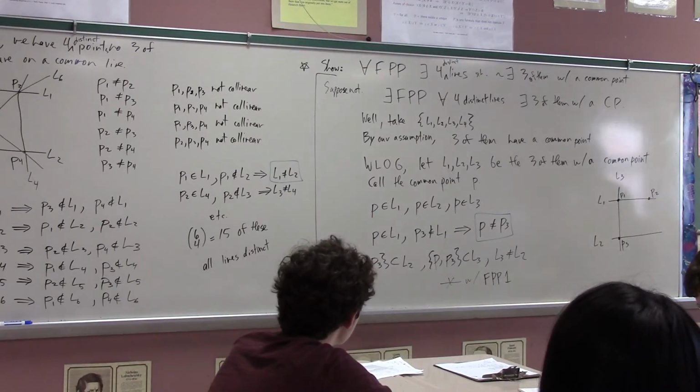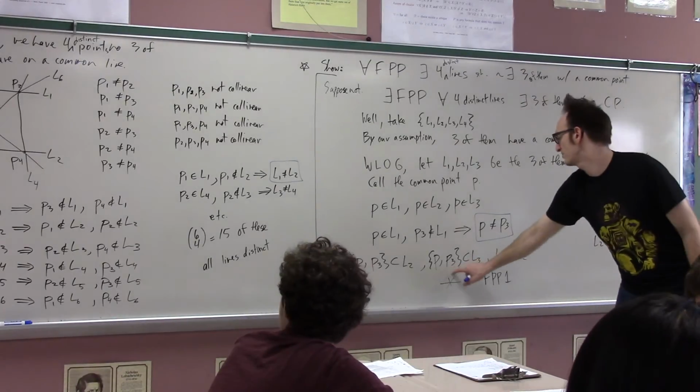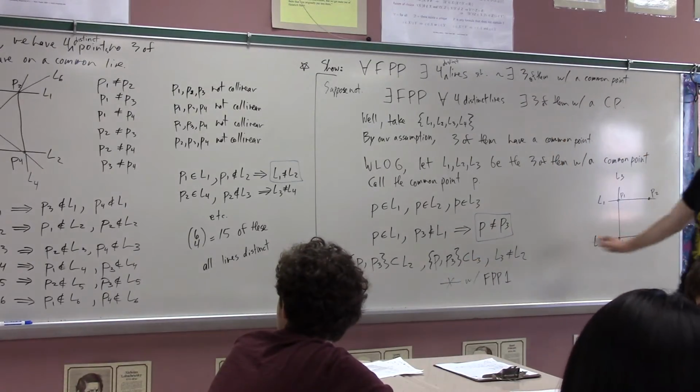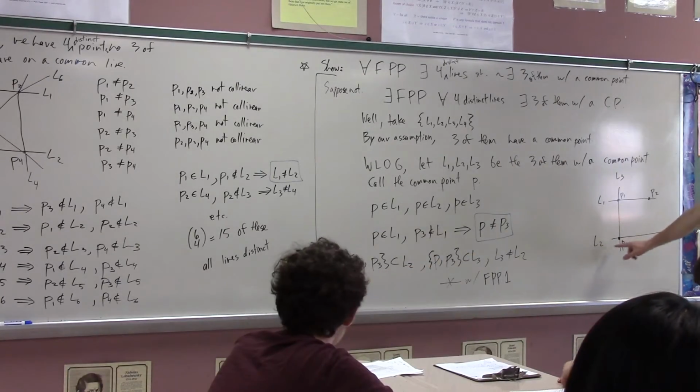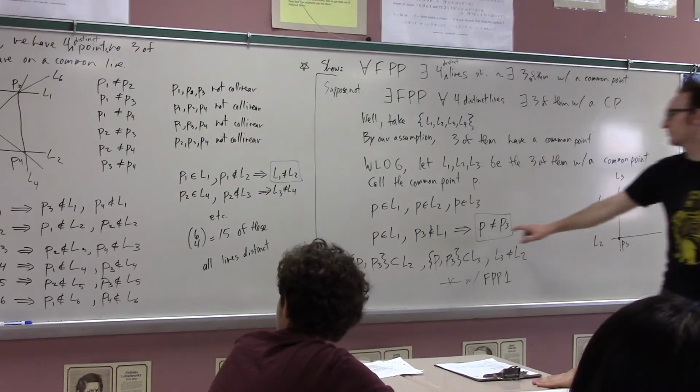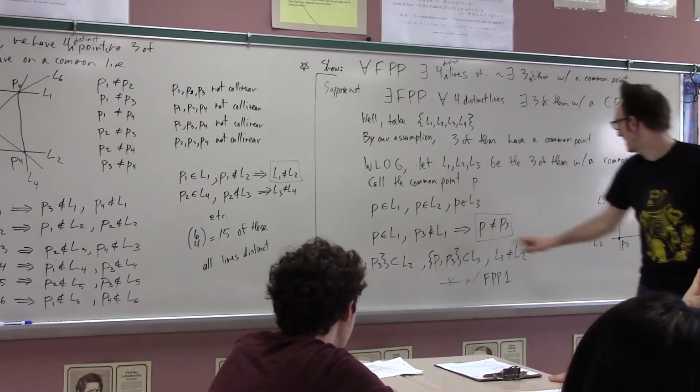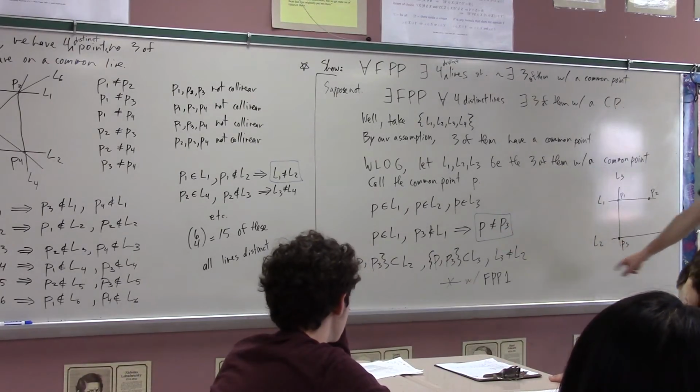Maybe it works better if you actually don't try to draw the picture, because P doesn't exist, so drawing it is kind of weird. So anyway, that's better now, right? P and P3 are on L3. P and P3 are on L2. L2 and L3 are different lines because P3 is not on L1, but P is on L1.